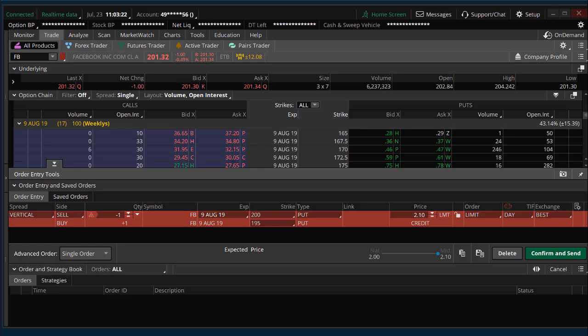So right there, that was Facebook, and that was walking through 3 different trade setups with the same methodology. So let's go ahead and move on to the next one.